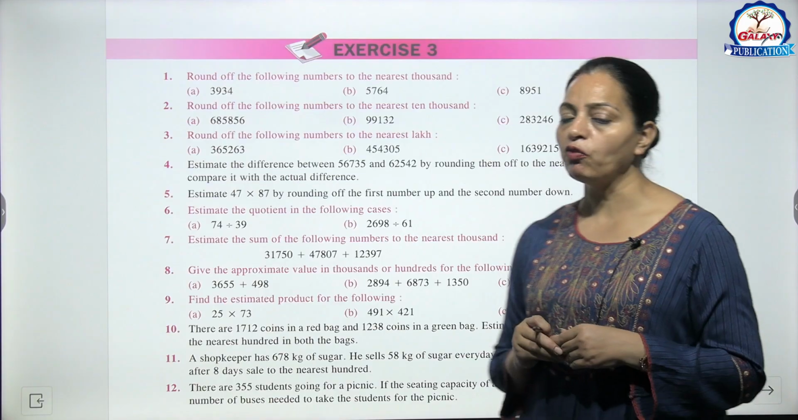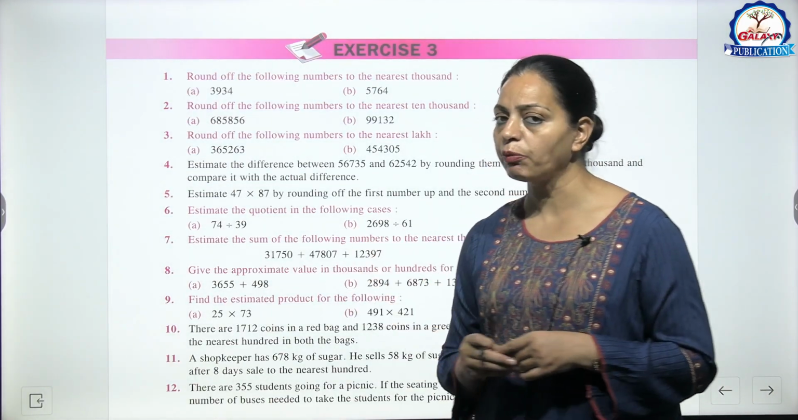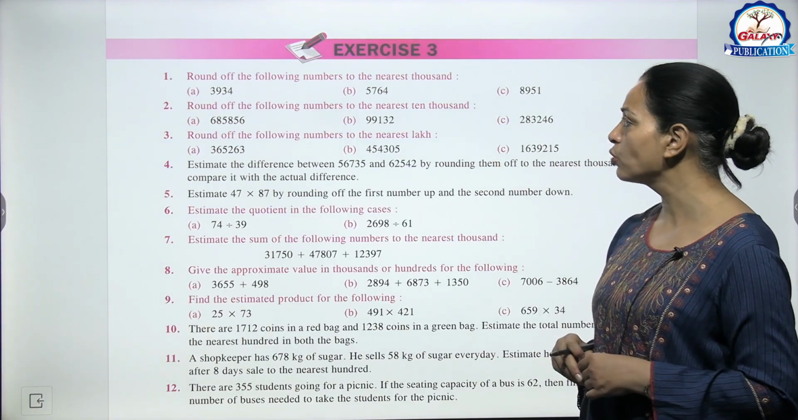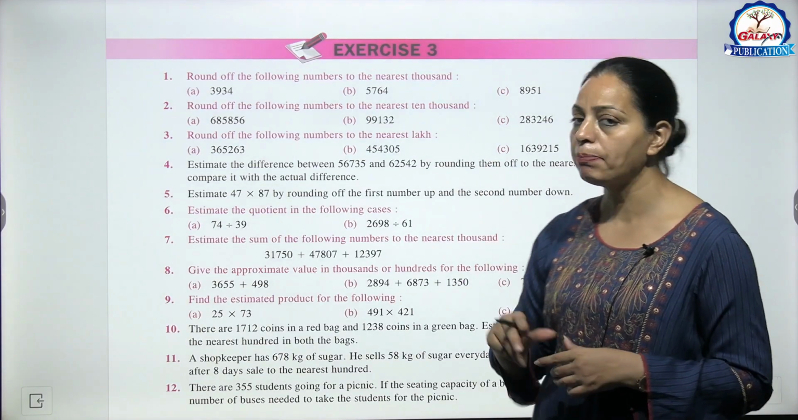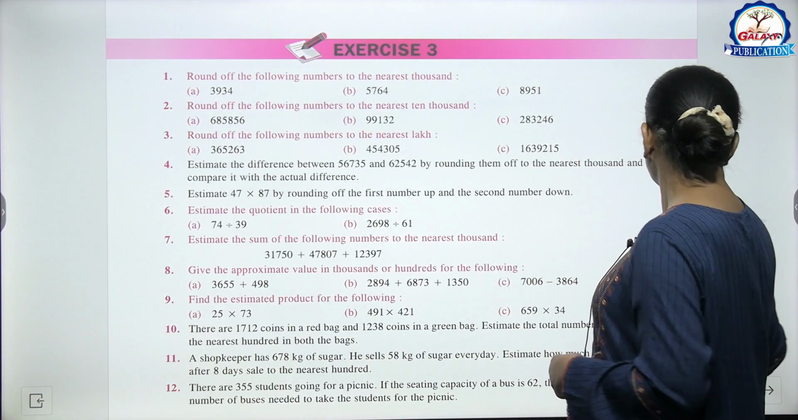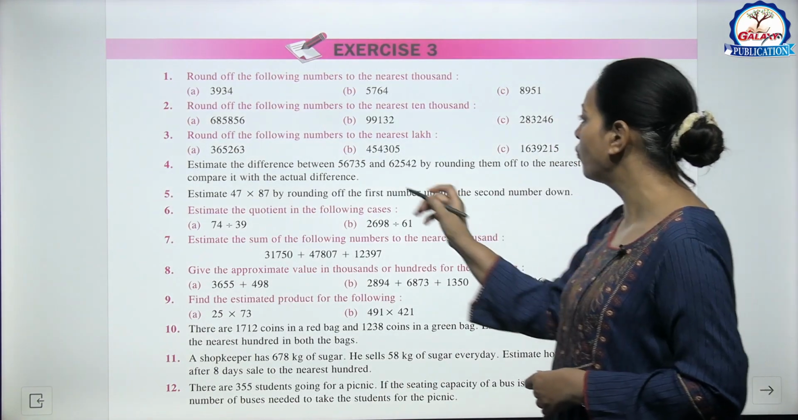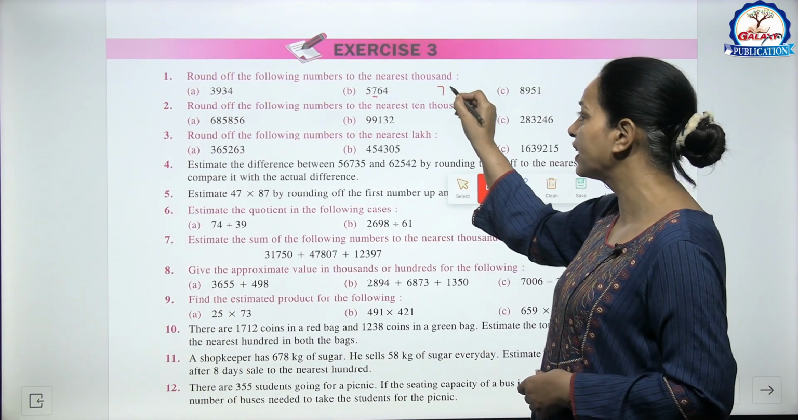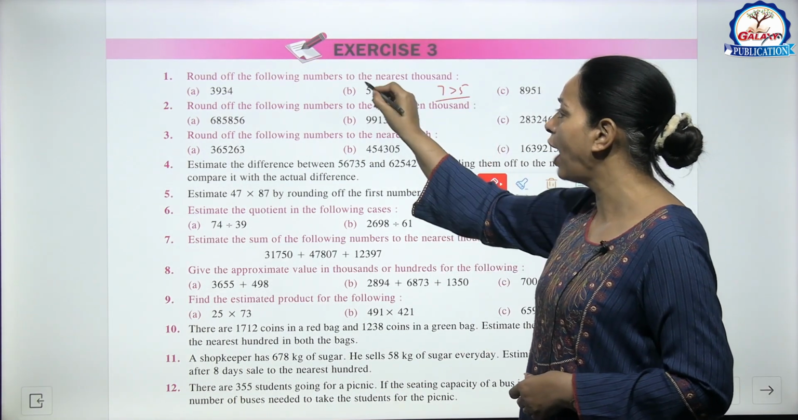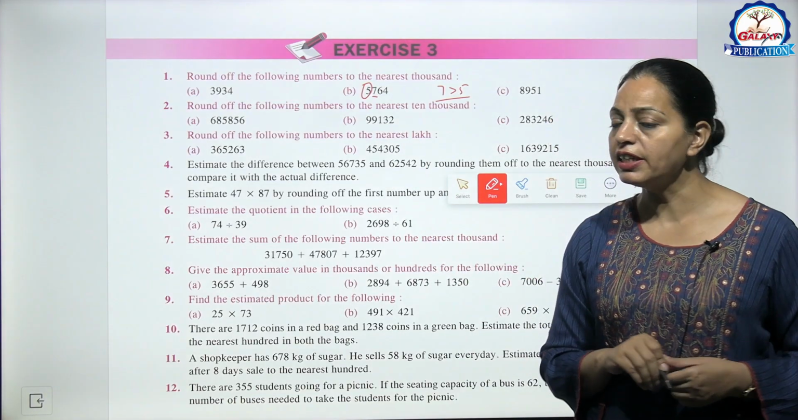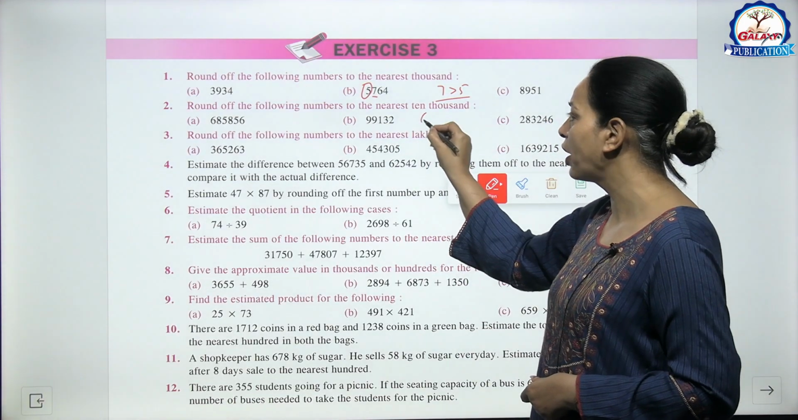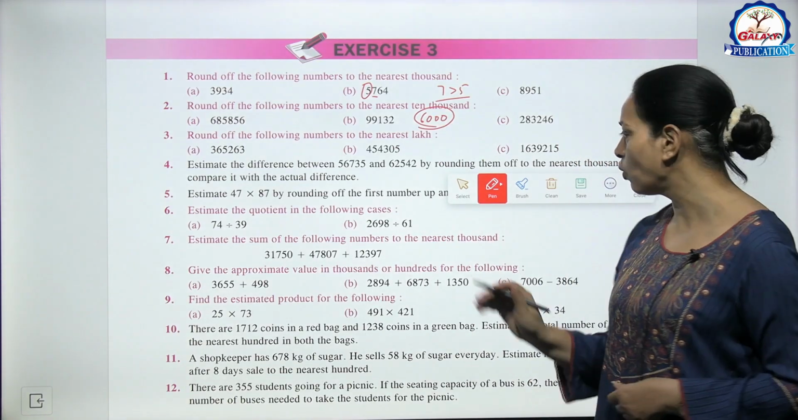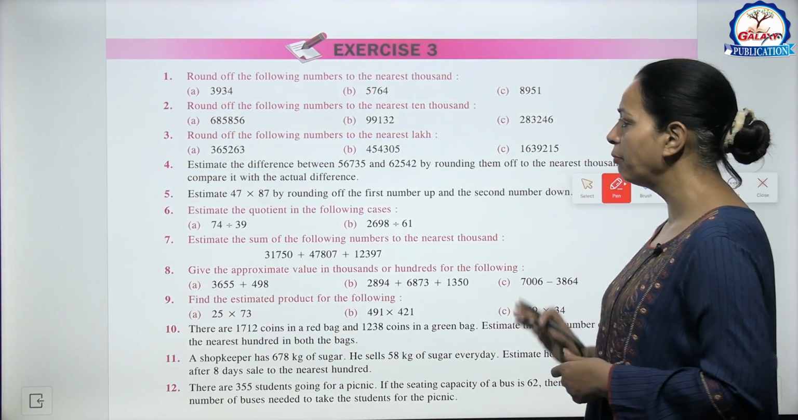Now this is the time of exercise 3 based on such type of example. See question number 1. Round off the following numbers to the nearest thousand. Like B part, 5,764. आप देखेंगे 100 digit which is 7, and 7 is greater than 5. So we have to change 1000 digit plus 1 कर देंगे, ये बन जाएगा आपका 6000. Answer is 6000. Similarly, you can try remaining parts.